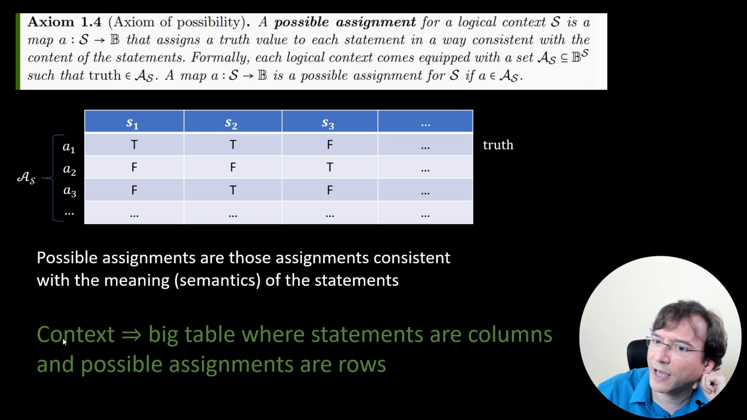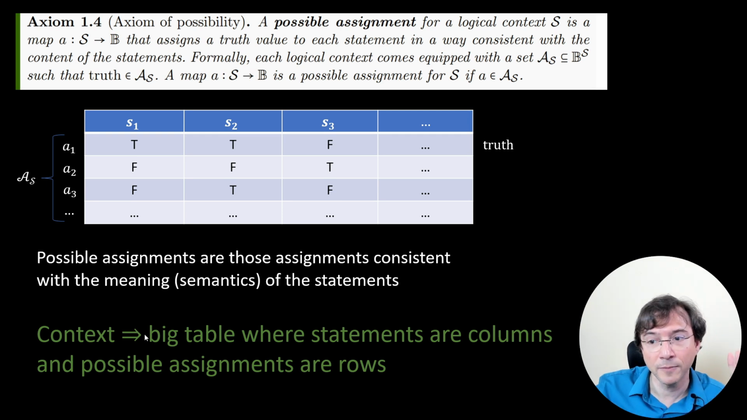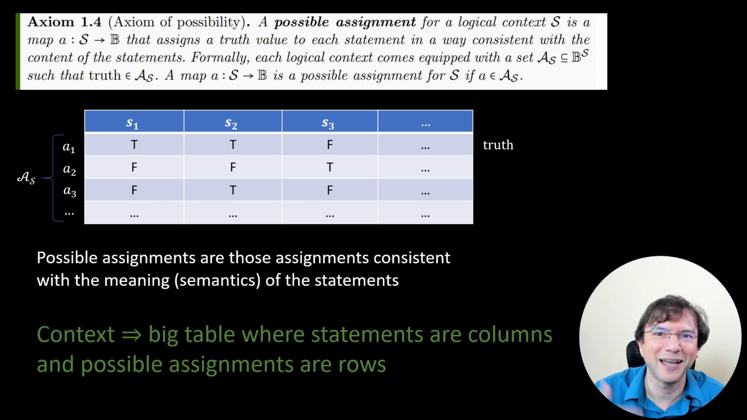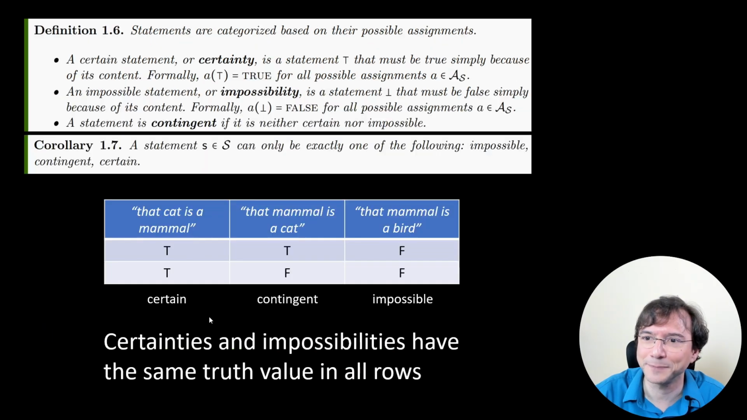And so really we can understand the context as a big table where the statements are columns and each row is a possible assignment. That's the thing that we're trying to model mathematically. That's it. There is really nothing else. That's kind of the neat thing. We get a simple structure and we're going to get a lot of things from it.